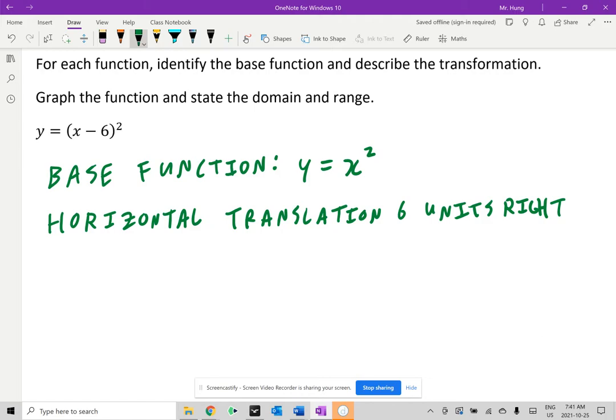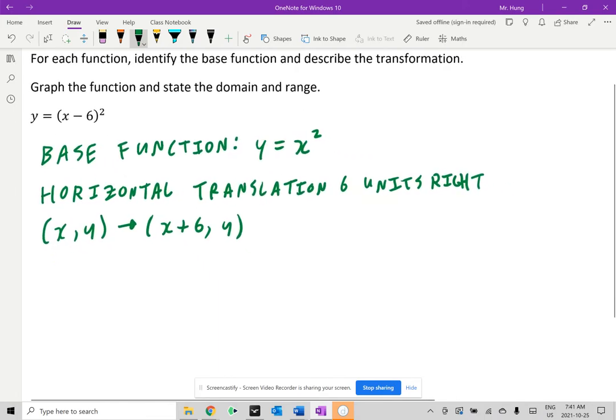Now, in terms of the mapping rule, the way you can think about this is (x, y) is mapped into, since you're going to move it to the right by 6 units, this is going to be (x plus 6), and y remains unchanged. Now, graph the function and state the domain and range.